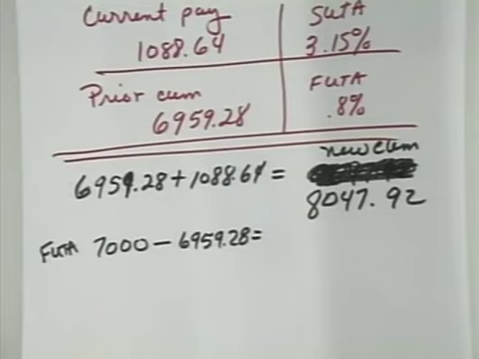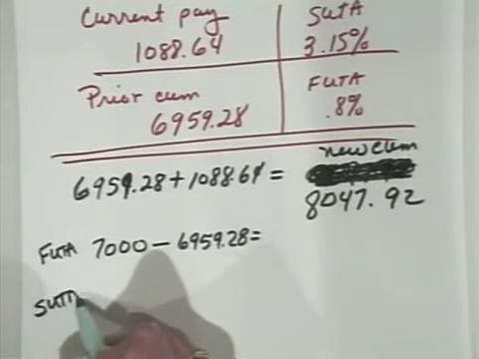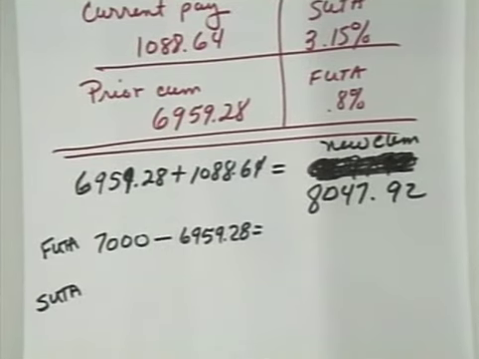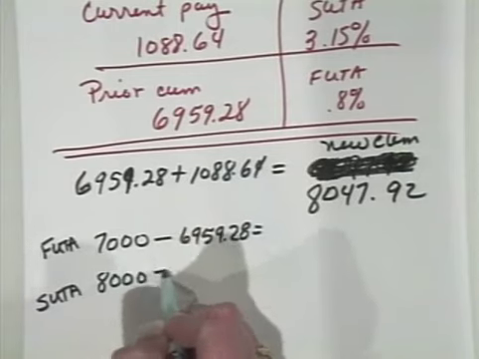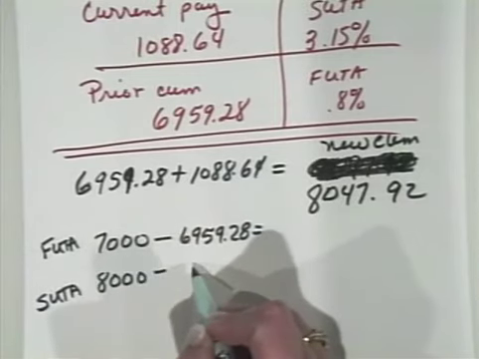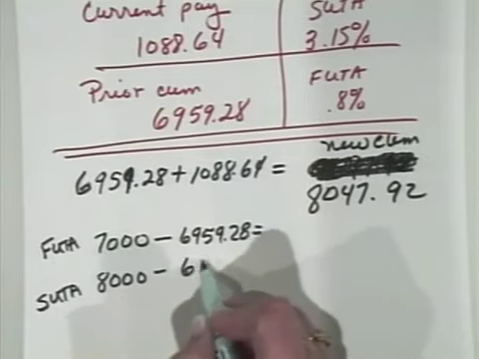And that will give me the total dollars that I need to pay federal unemployment taxes on. Right? I'm going to let you work for just a minute. For state unemployment taxes, I also went over the limit. The limit of that is $8,000. So I need to make a second calculation to find out how many dollars I'm going to use as the base for my state unemployment.